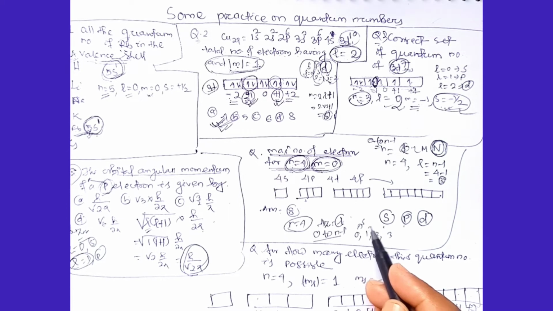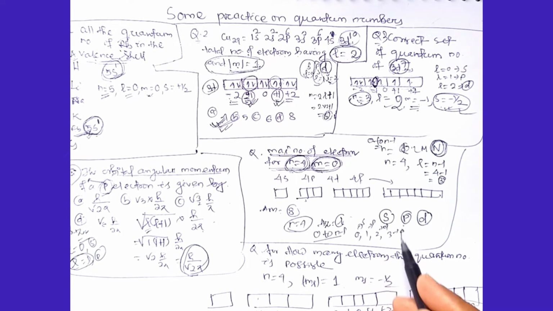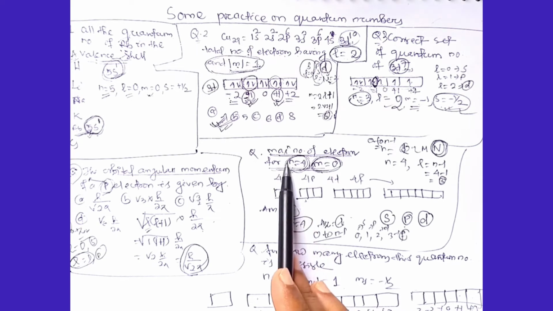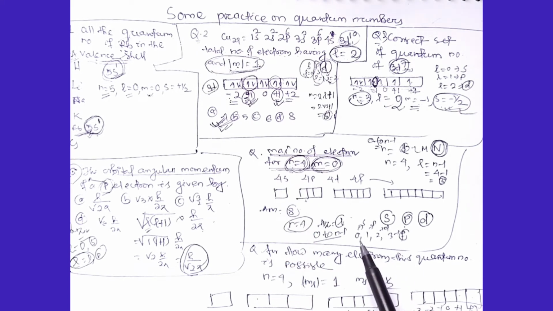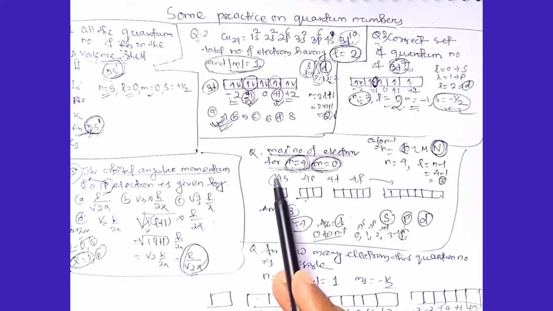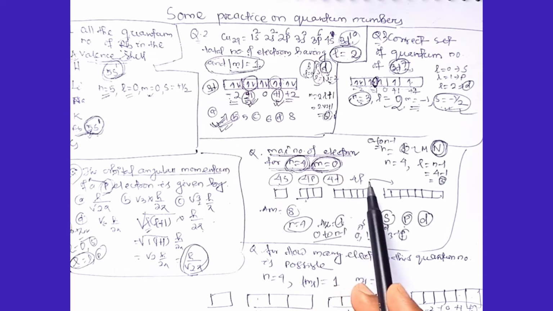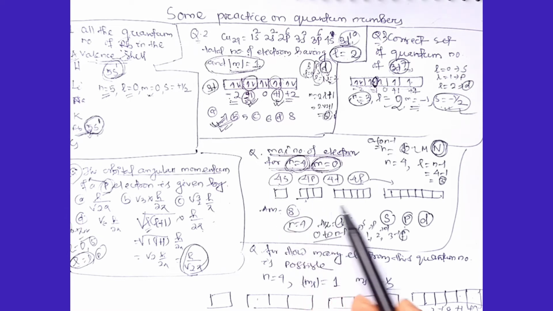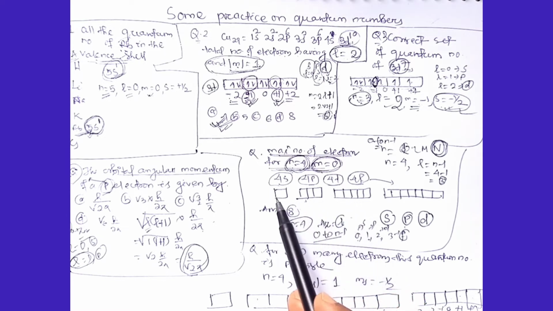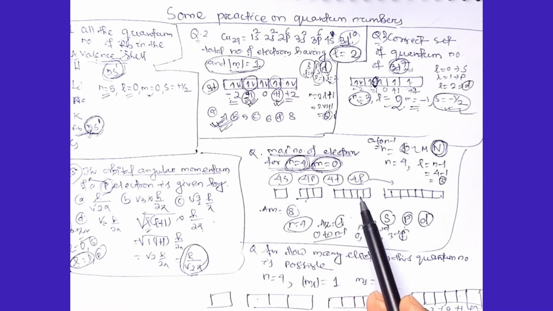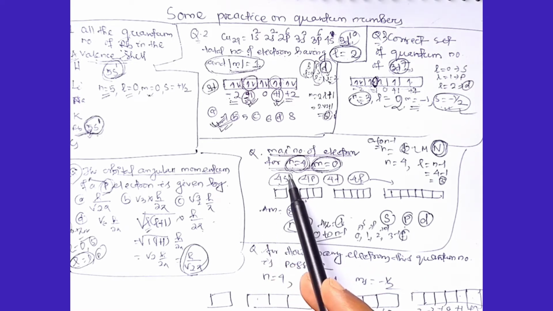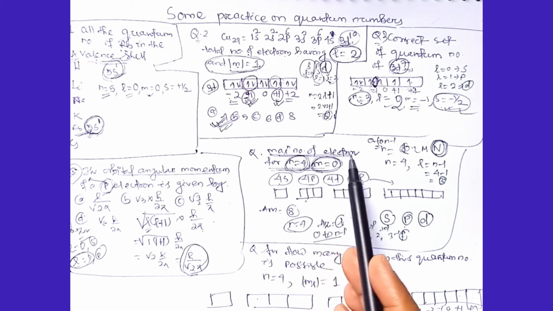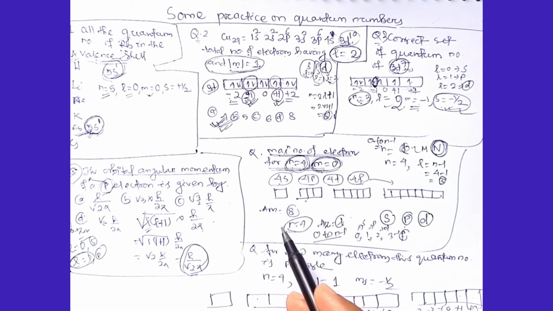0 means s, 1 means p, 2 means d, 3 means f. So in the fourth orbit, how many subshells are there? s subshell, p subshell, d subshell and f subshell. Now we know how many orbitals are there in a particular subshell: in s 1, in p 3, in d 5, in f 7. Now very carefully we have to count the number of electrons whose m value is 0.